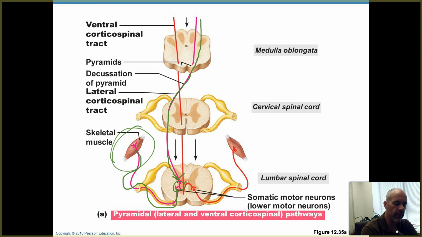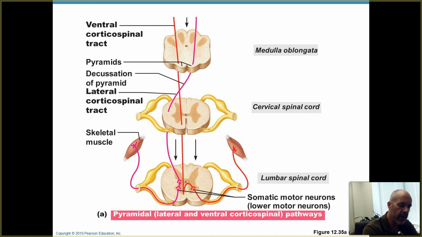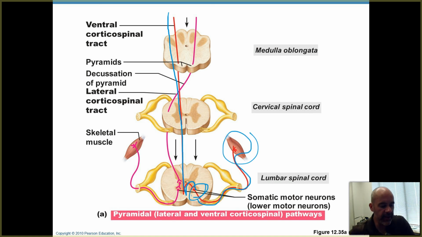And if we erase all of that and change pen colors back to blue over here, the axon of this upper motor neuron travels down through the spinal cord, comes down in here, and then notice it flips over, changes sides in the spinal cord, and forms a synapse with a motor neuron that controls a muscle on that side of the body.